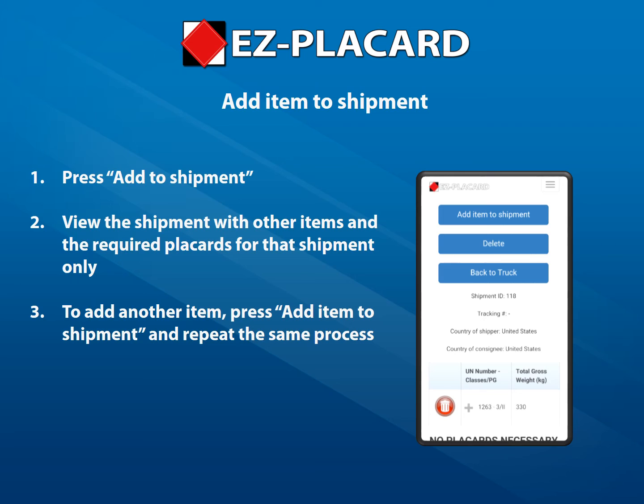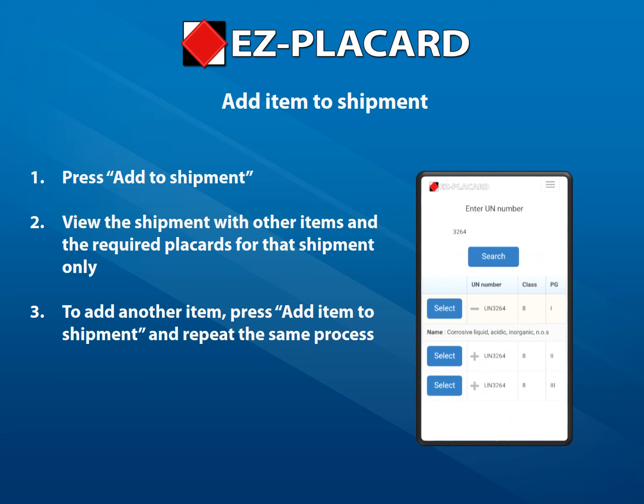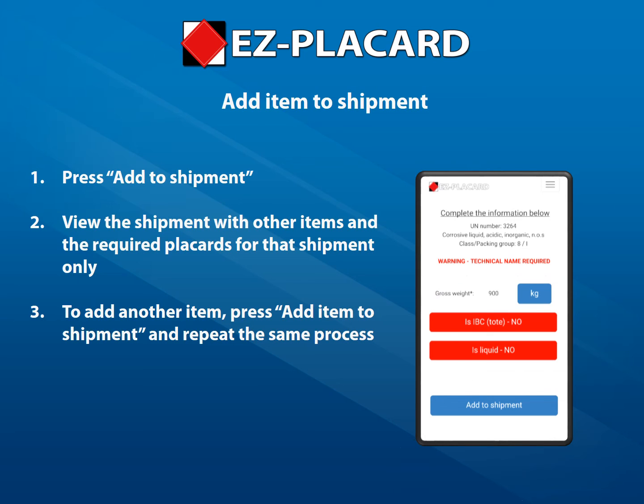If you wish to add another item to this particular shipment, simply press Add Item to Shipment and follow the same process as described earlier. In this case, we will enter 900 kilograms of UN 3264 Class 8 Packing Group 1. All we have to do is again follow the same process and the items will combine and show you the correct placards for this particular shipment. As you can see in this case, this particular item requires a technical name, so make sure it is indicated on the shipping papers.